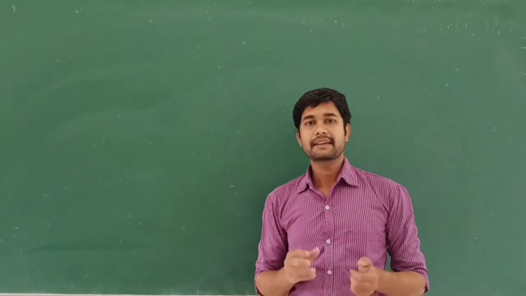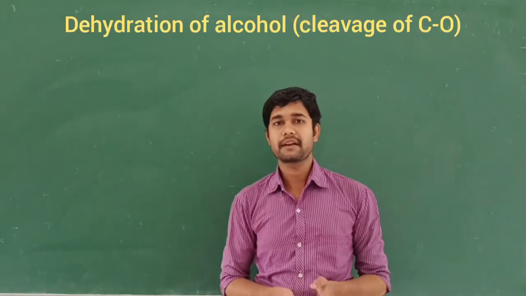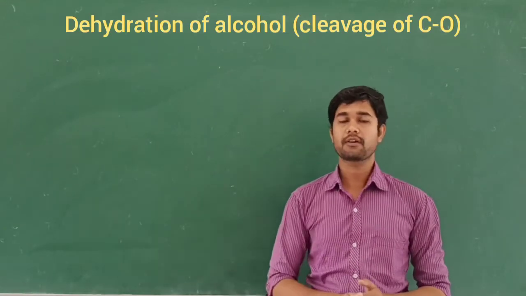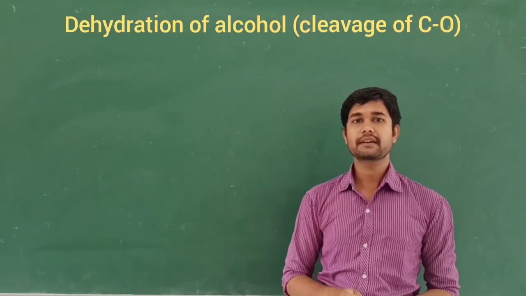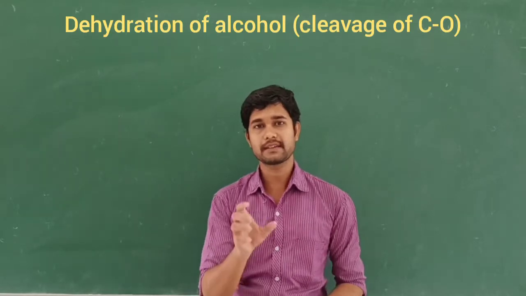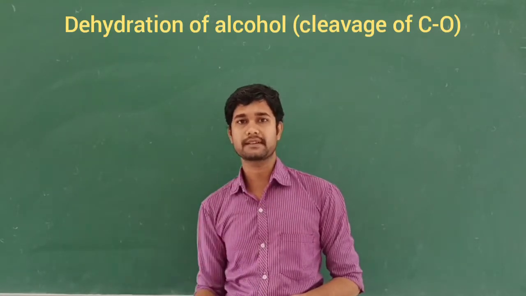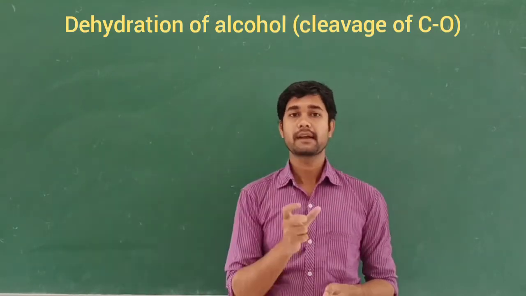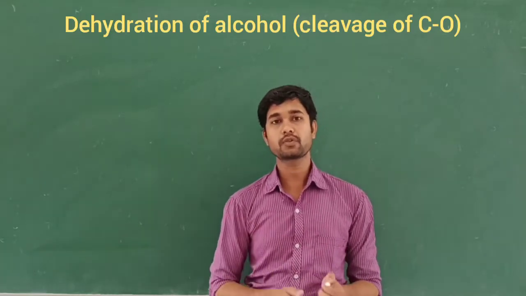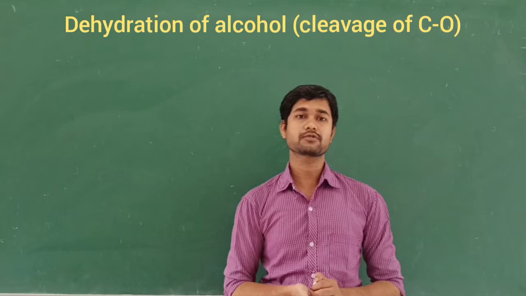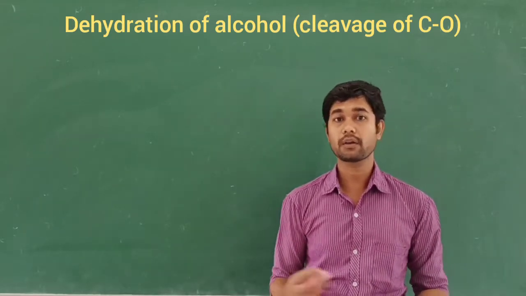Let us discuss the dehydration reactions in cleavage of the carbon and oxygen bond. Dehydration is where we use the acid called concentrated sulfuric acid, that is H2SO4. It acts as a strong acid at 443 Kelvin. We are going to remove the water molecules and obtain the compound called an alkene.